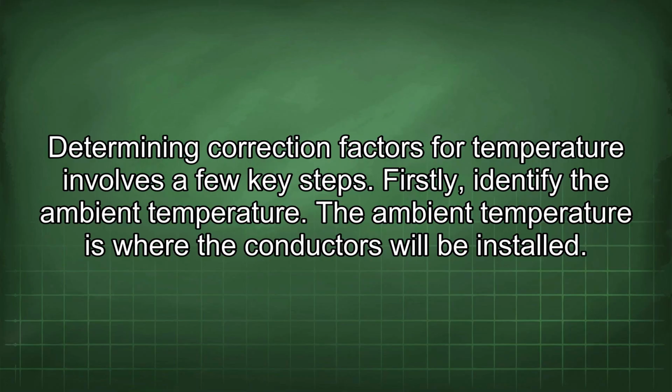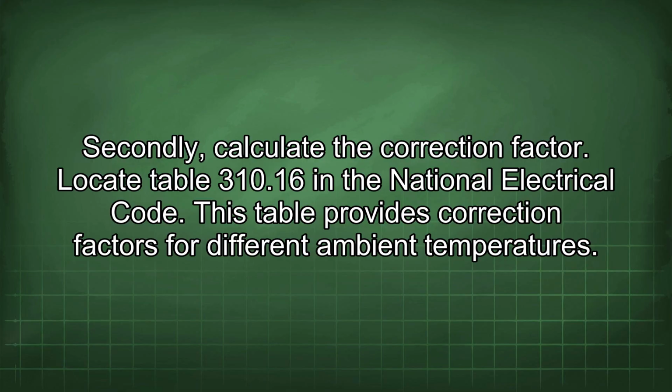Determining correction factors for temperature involves a few key steps. Firstly, identify the ambient temperature. The ambient temperature is where the conductors will be installed. Secondly, calculate the correction factor. Locate table 310.16 in the National Electrical Code. This table provides correction factors for different ambient temperatures.